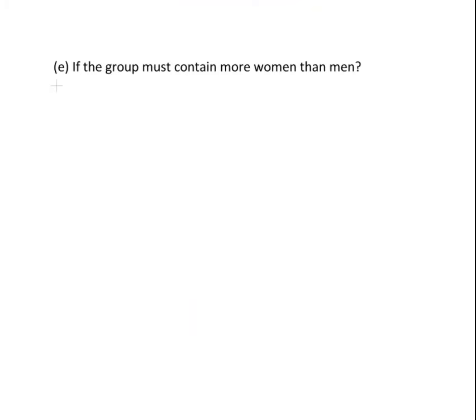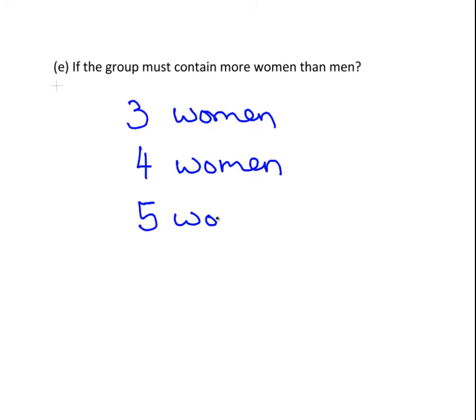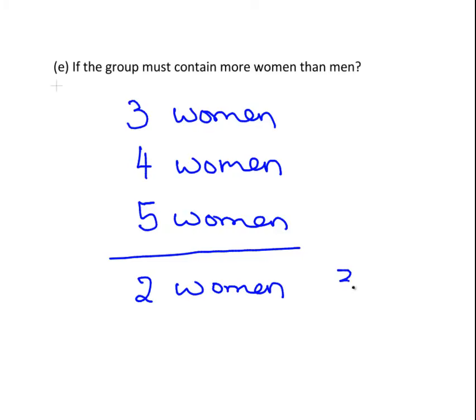Now, nearly finally, if the group must contain more women than men, that means 3 women, 4 women, and 5 women. But it does not contain, so let's just think through it, 2 women, that means 3 men. Or what about 1 woman? In that case, 1 woman, 4 men. Hang on, we can't have that because we've only got 3 men to choose from. So that's not a scenario that we're going to use.